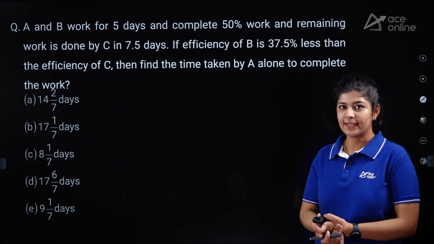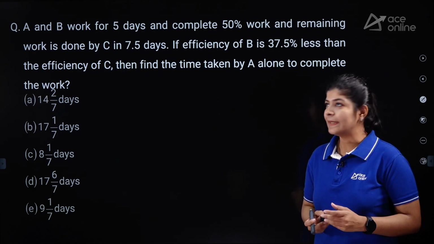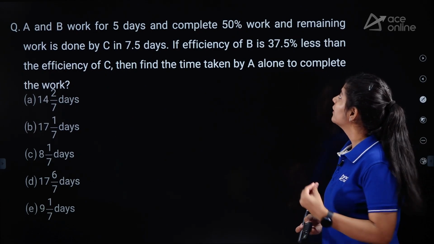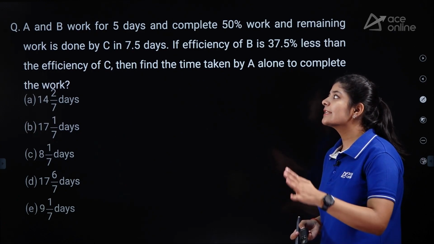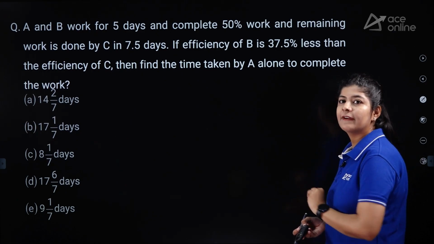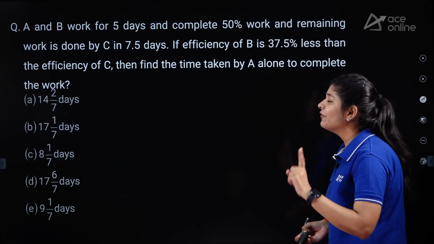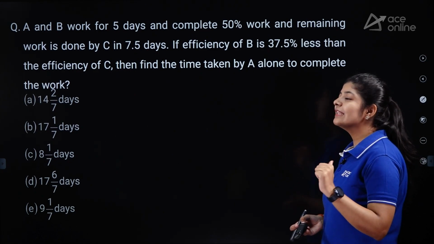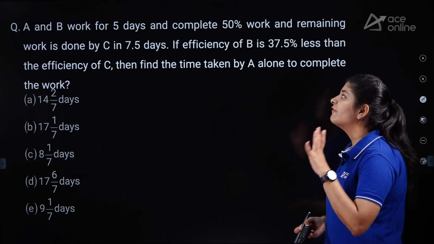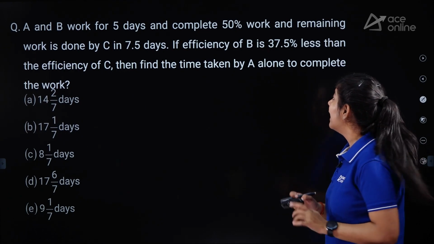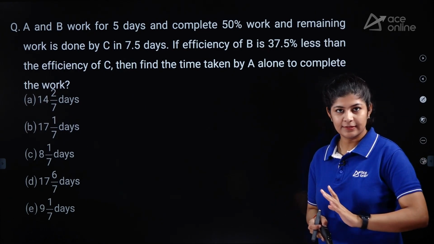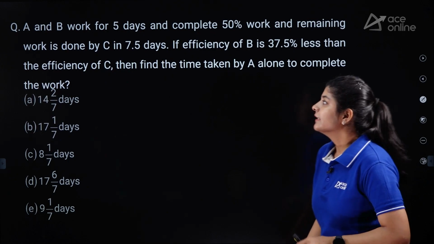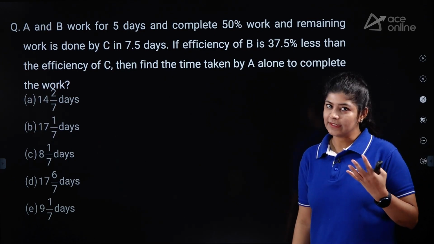The question says here, A and B work for 5 days and complete 50% of the work, and the remaining work is done by C in 7.5 days. If the efficiency of B is 37.5% less than the efficiency of C, then find the time taken by A alone to complete the work. This is the question, and here we have these options. Just try to figure out the correct answer.